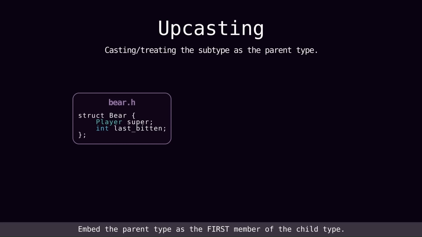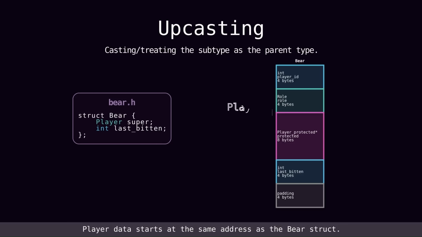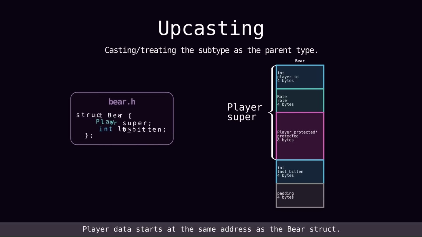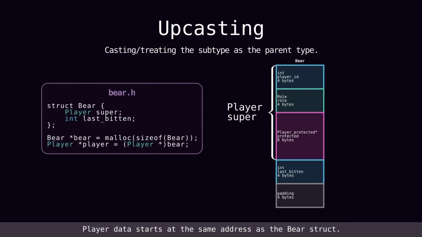Back to our bear example, because player is first, the player data starts at the same address as the bear struct itself. Casting in C doesn't change any underlying memory, it only changes how the compiler interprets the pointer. Since we made the player type the first struct member, casting a pointer to a bear to a pointer to a player is effectively telling the compiler, hey, treat the memory at this address as a player now, which is perfectly legal as the start of the memory layout for bear is identical to a player. And that's what enables upcasting in C.